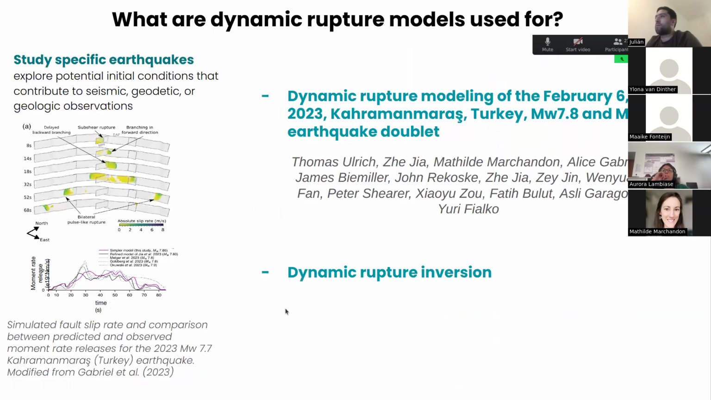Now I will illustrate how dynamic rupture simulation can be used to explain a particular feature or rupture characteristic of a specific earthquake. I'll show you first the results of two studies I have been part of that focus on the Kahramanmaraş earthquake doublet. And I will also briefly touch upon dynamic source inversion, which is a data-driven method used to infer the pre-stress level and the fault friction parameters based on physics-based simulation.